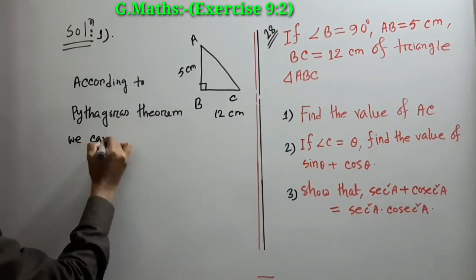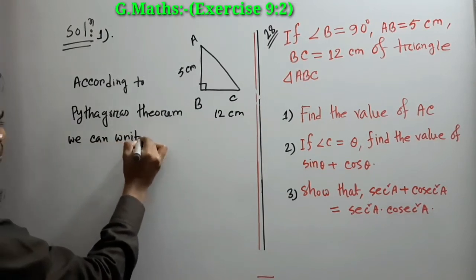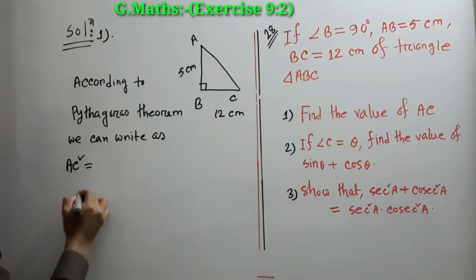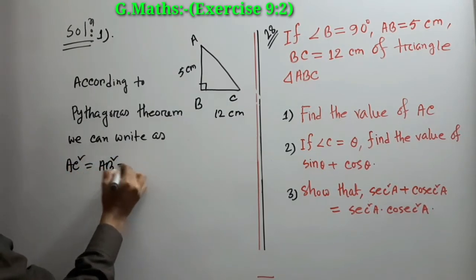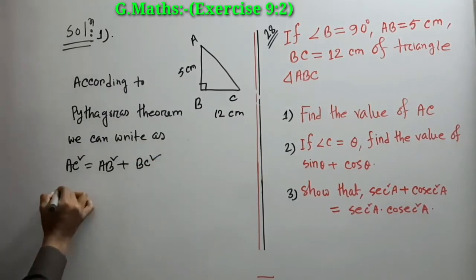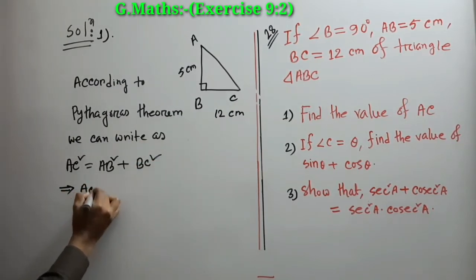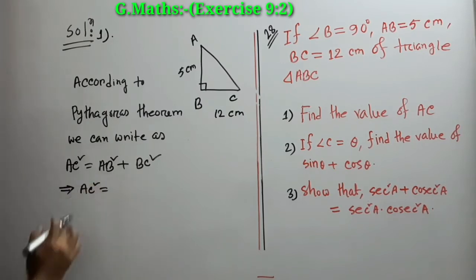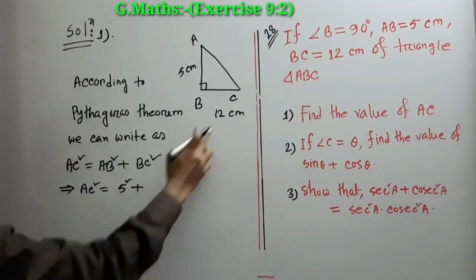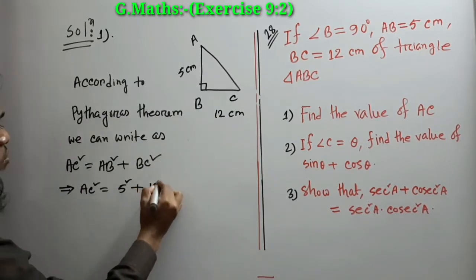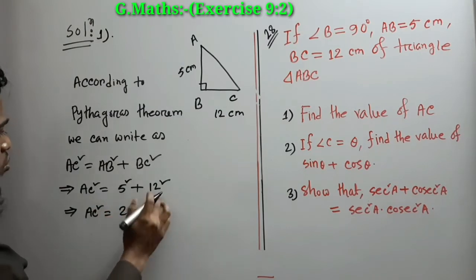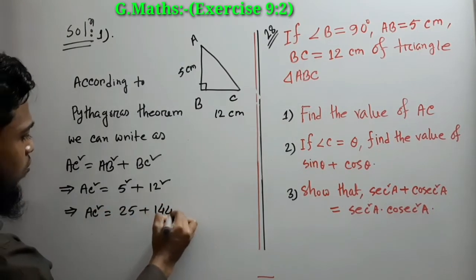we can write AC square equals AB square plus BC square. AC square equals, the value of AB equals 5 centimeters, so 5 square, the value of BC equals 12 centimeters, so 12 square. 5 square is 25. 12 square is 144.